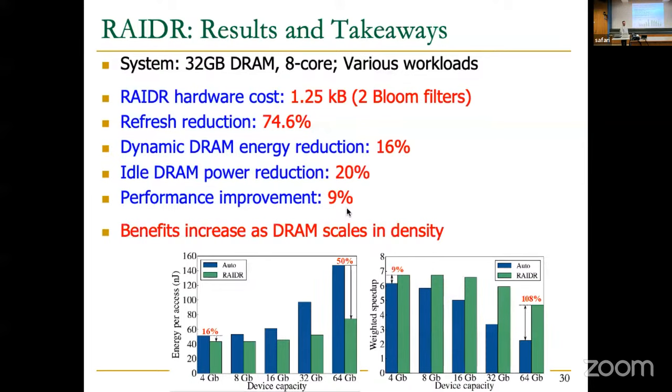And when we look at how the benefits change with the device capacity on the x-axis, this is the energy per access plot, right? The blue one is auto-refresh. This is the industrial standard that refreshes every row at 64 milliseconds. And the green one is RAIDR. In a 4 gigabit DRAM chip, you have around a 16% reduction in energy. But if you go to 64 gigabit, then the projected energy gain is around 50%, right? And weighted speedup is a performance metric that we keep using for multi-core workloads.